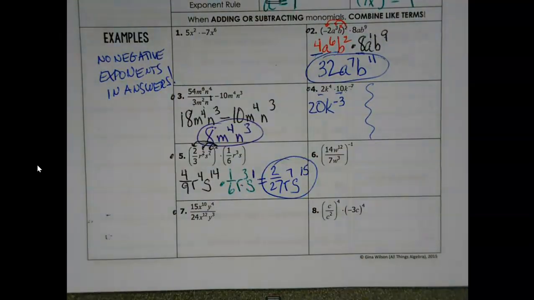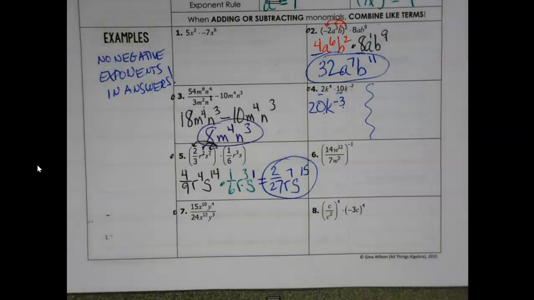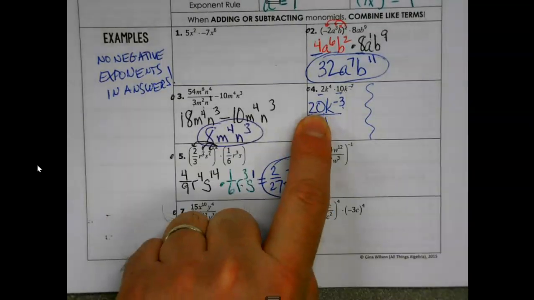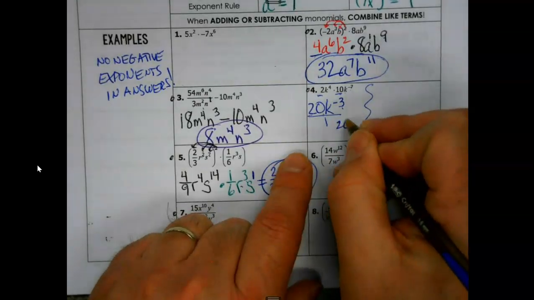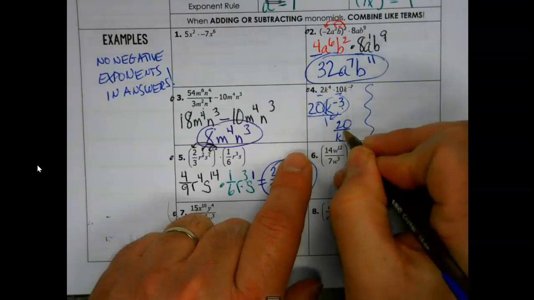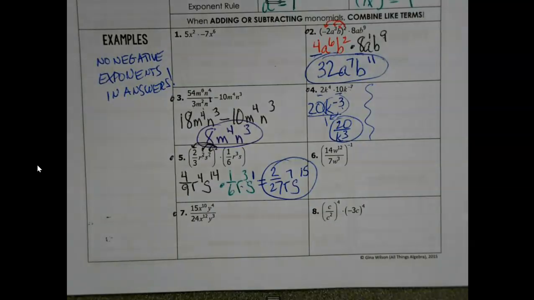So here's the thing that drives people crazy. They're like, okay, I got it, Hardy. It's a negative 3. I'm going to flip all this. I'm going to put 20k to the third on the bottom. I'm like, close. But here's the problem. 20 doesn't have a negative exponent. K does. So the 20 hangs out. Only the k to the third needs to flip to the denominator. Okay? That's one way we can do it.